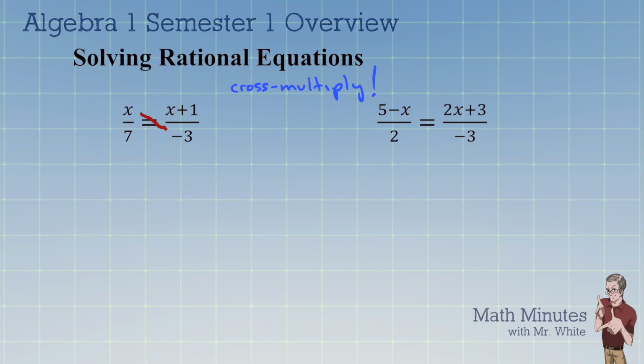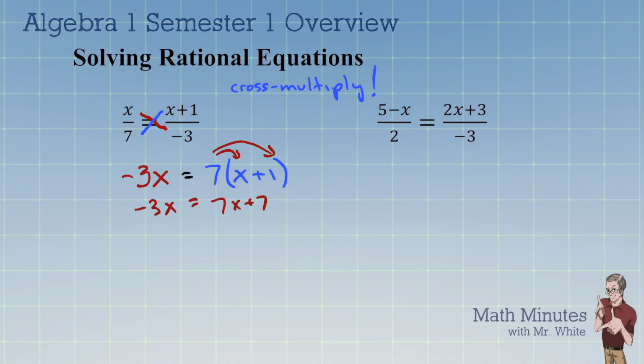So we go this way, negative 3 times x is negative 3x. And then we go the other way and we get 7 times the quantity x plus 1, or 1 more than x, right? You have to put parentheses there, otherwise it's not going to work out correctly. And in the middle, we put equal. So the cross products are equal. 7x plus 7, right? When you do the distributive property, don't forget the 7 times the 1, equals negative 3x.